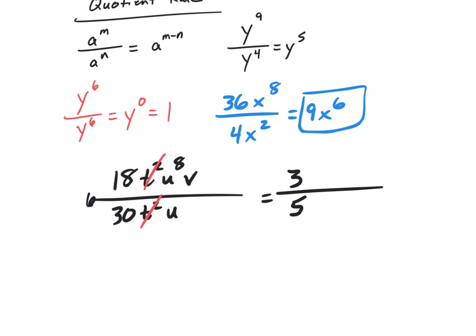Then we're going to look at our variables. T's are exactly the same thing, so they're gone. T squareds are out. I got 8 u's on top, I got 1 u on bottom. That's a really good way to think about it. If I have 8 on top and 1 on bottom, I have 7 more on top than I do on bottom. And then I have a v on top but no v on bottom. So there's my answer.